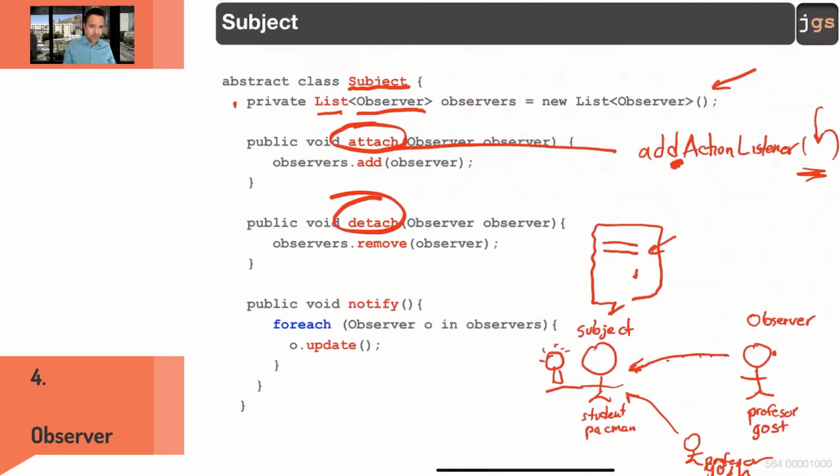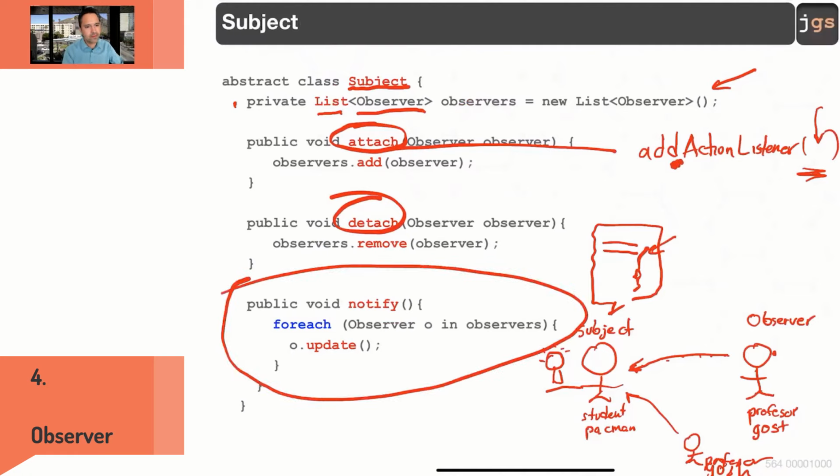Now, next step. If I am the subject and I have this information that is important for others, and I have this list of all the other objects that are interested in whatever happened with that information, the most important thing that I do is this. What I am doing there is a traversal from 0 to n, and for all of my observers, I am calling a method.